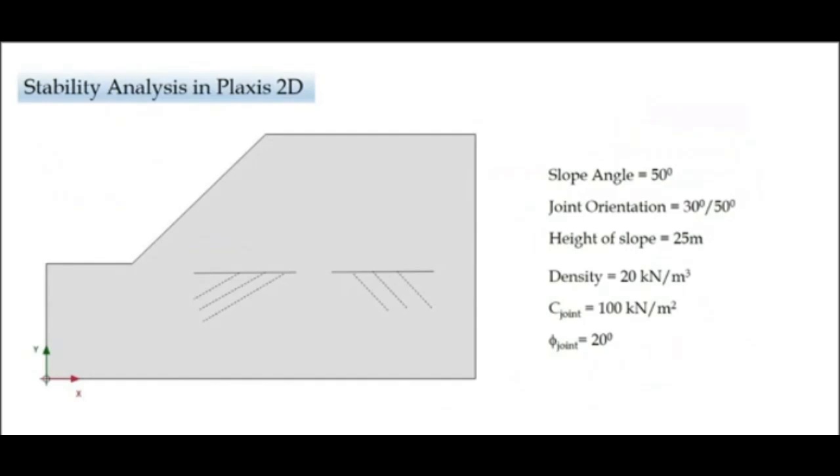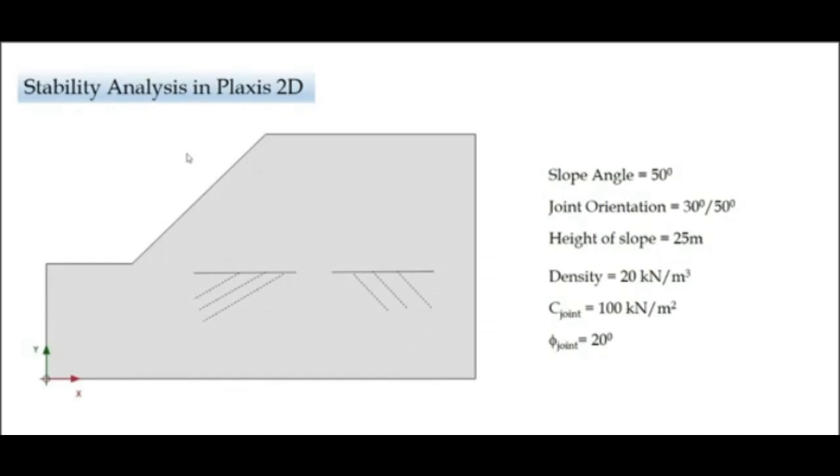In this specific diagram, what you see is a generic slope. The slope angle is given as 50 degrees, and there are two cases which I have considered. The first condition is where you have your joint orientation as 30 degrees, and I think there's a mistake. The second joint orientation is 120 degrees, not 50 degrees. So on the left-hand side, where my cursor is moving, is your 30 degree joint orientation, and this is your 120 degree joint orientation.